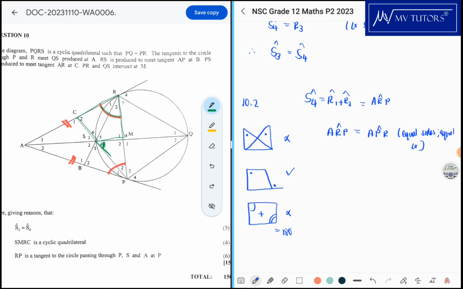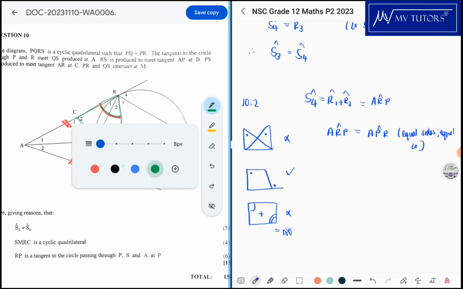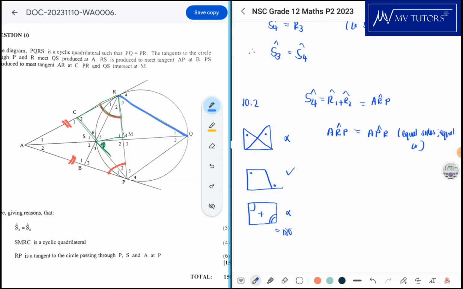So now I've shown that R is equal to P. Now how can I use P? Okay, if I say P is equal to Q, do you see we have a triangle over here? And with this triangle we also have a tangent line. So then I can say APR is actually equal to Q1 plus Q2, or RQP. Okay, and that's basically the tan chord theorem.